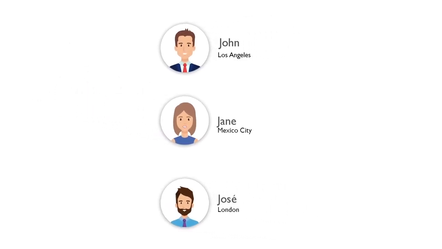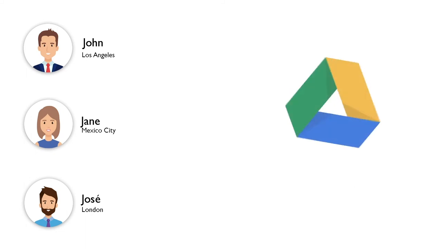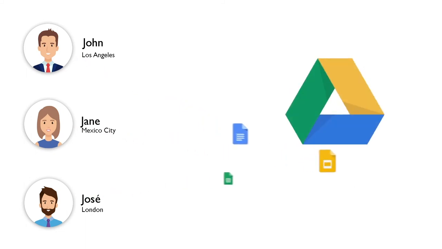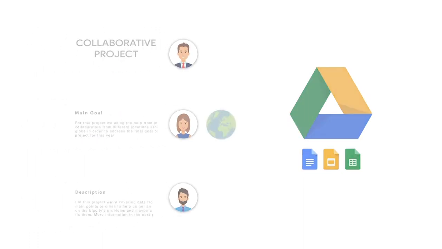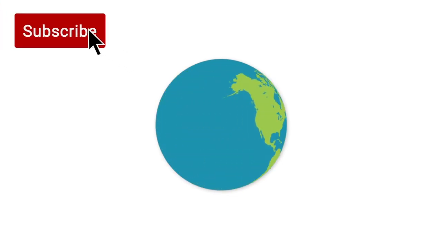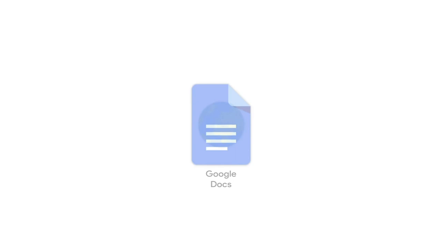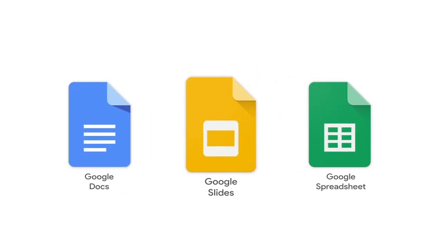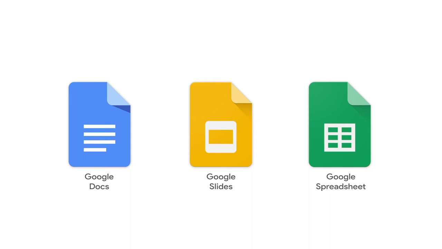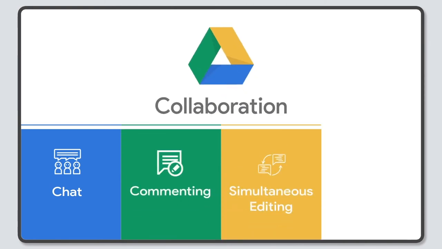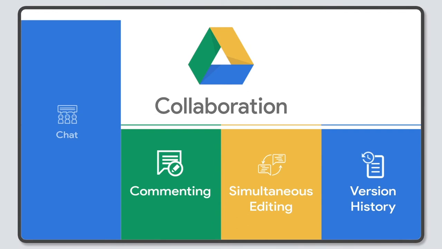Teamwork has never been easier. In fact, there are more ways than ever before for your team to work together online. Google Drive really shines through by allowing you and your team to work on shared documents simultaneously in real time, no matter where your team members are in the world. Popular services such as Google Documents, Spreadsheets, and Slides, to name a few, have collaboration features built in for shared documents that make collaborating so easy within Google Drive. We will look at chat, commenting, simultaneous editing, and version history.